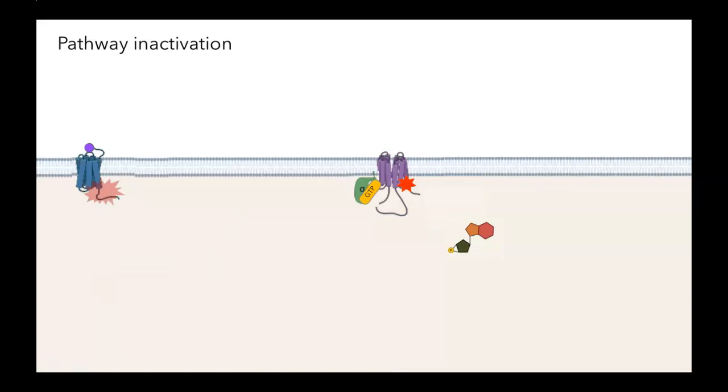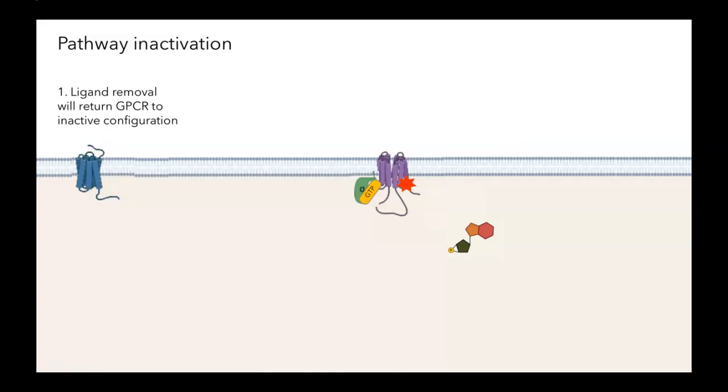Cells need to have a way to turn pathways off, and there are a number of ways in which this particular pathway can be shut off. Maybe the simplest thing is that if the ligand is removed, if that purple signal is removed, then what will happen is the GPCR will be returned to its inactive configuration.